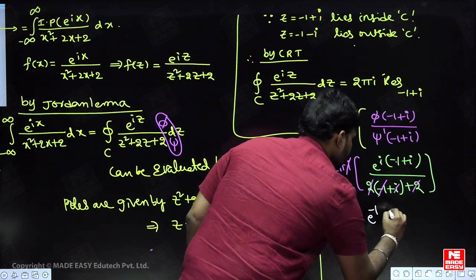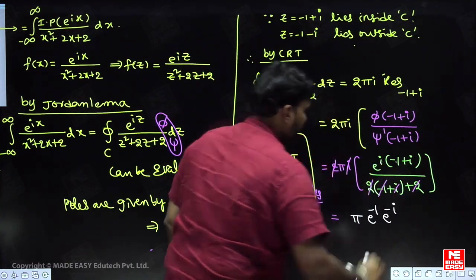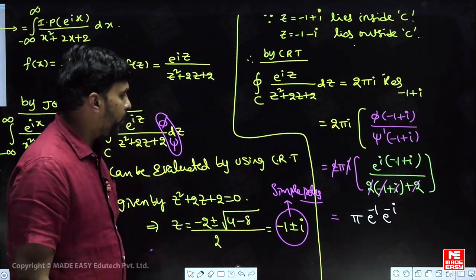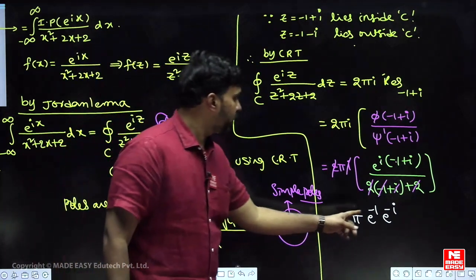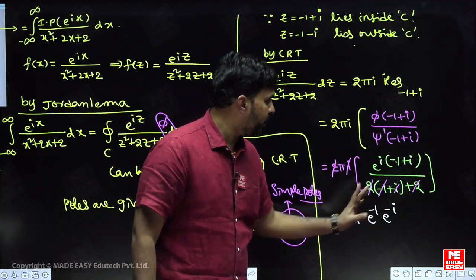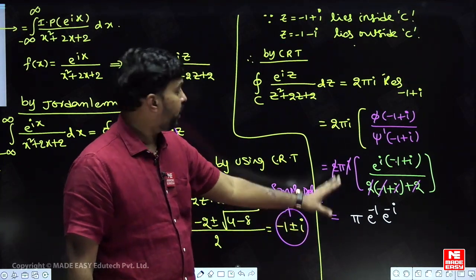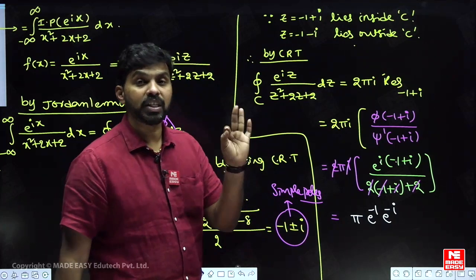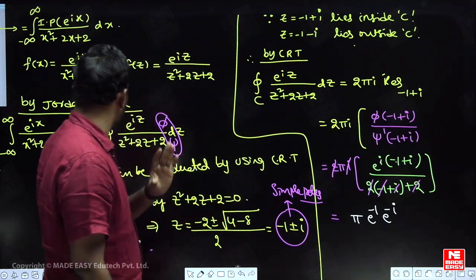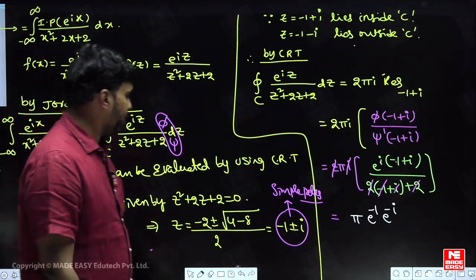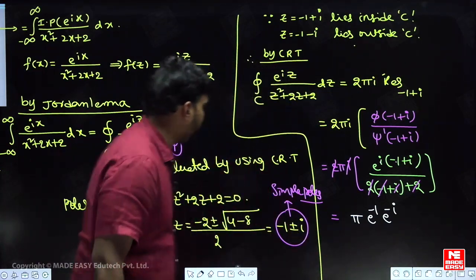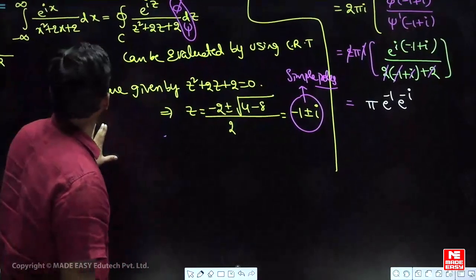So e power minus 1 and e power minus i, the pi e power minus 1 e power minus i. So this is what we are getting as the integral value by using CRT, the Cauchy residue theorem here. Now therefore I will use this value. So let's see how we can write this value.